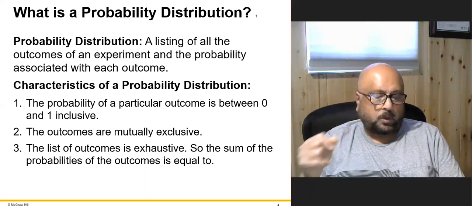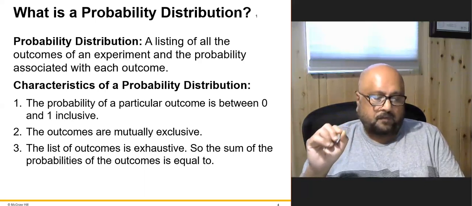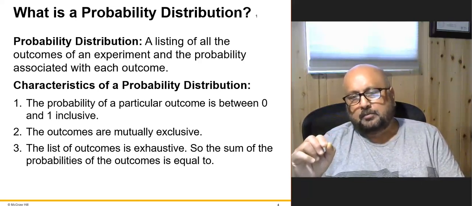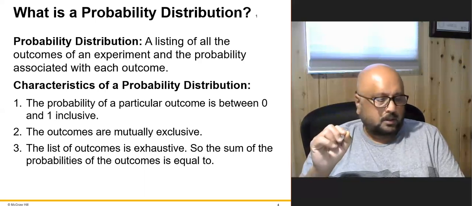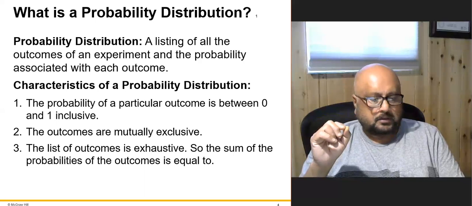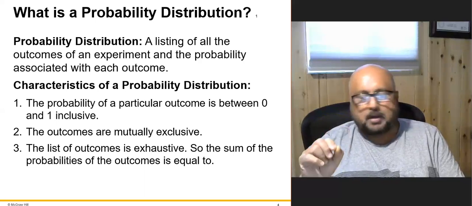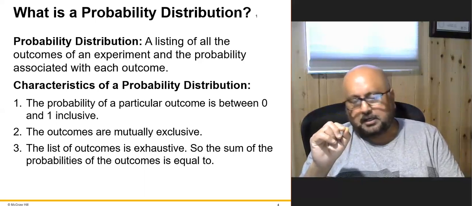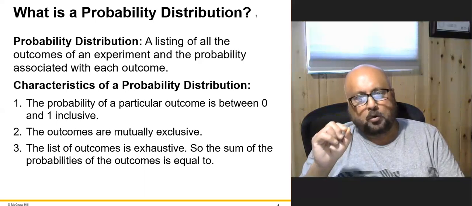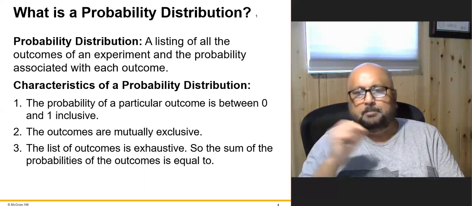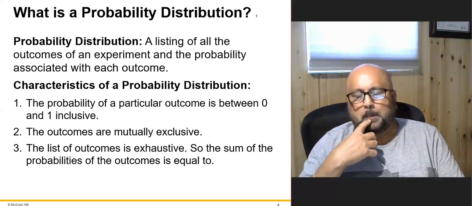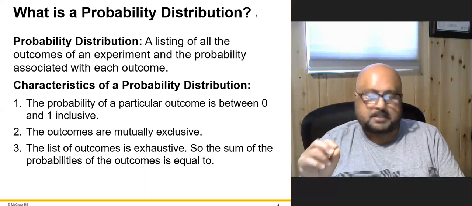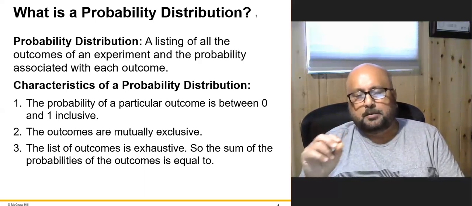Number one, the probability of any given outcome must be between 0 and 1. And all outcomes must be mutually exclusive. That means that there is no overlap between them. Finally, the sum of all probabilities must be equal to 1.